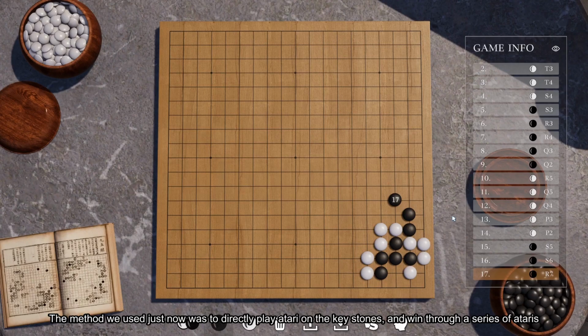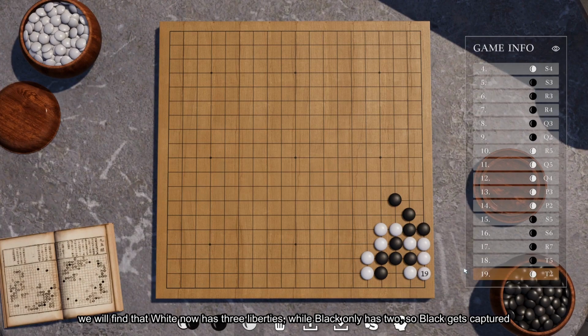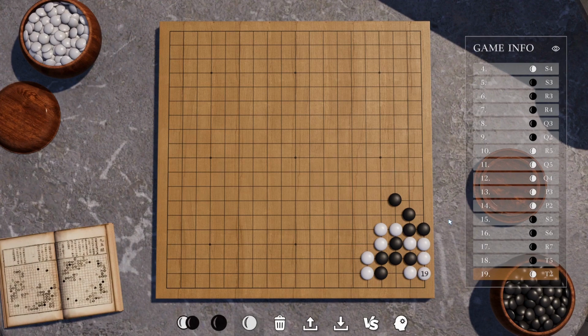The method we used just now was to directly play Atari on the keystones and win through a series of Ataris. Let's try that in this problem. If black directly plays Atari and white connects, we will find that white now has three liberties, while black only has two, so black gets captured. Therefore, a direct Atari is the wrong move here.